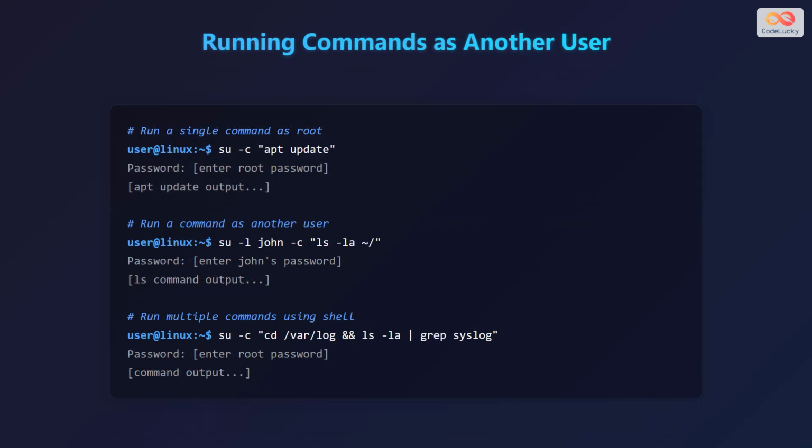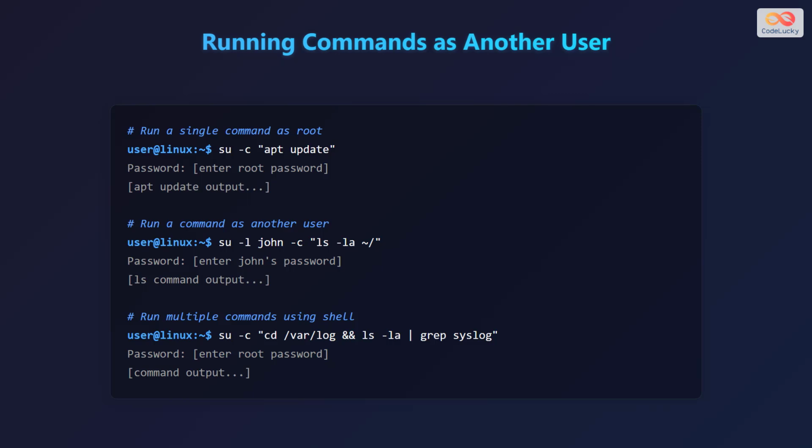The su command also allows you to run a single command as another user without switching the shell. To run a single command as root, you can use the command su -c followed by the command you want to run. For example, su -c apt update will run the apt update command as root. Similarly, to run a command as another user, such as John, you can use the command su -c followed by the command and then the username John. For example, su -c ls John will run the ls command as John.